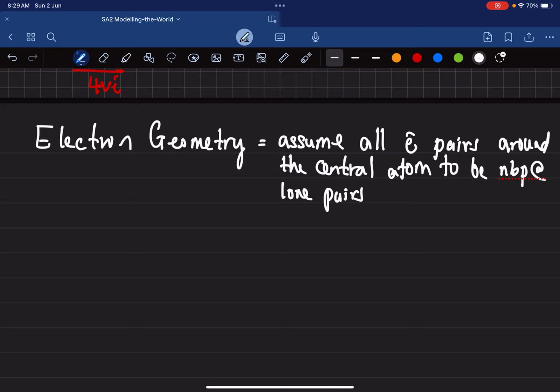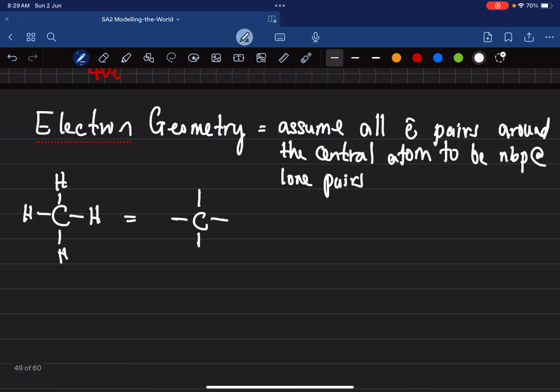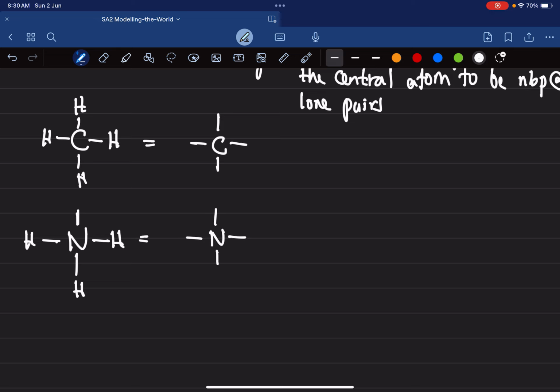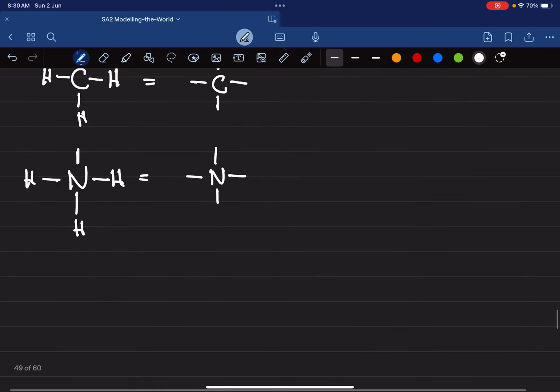So, for example, in the case of methane just now, I'm going to assume that all of these are non-bonded pairs. So I'm just going to put lines. See, at the end of the line, there's nobody waiting, right? So carbon has 4 lone pairs. If you look at methane just now, there was one hydrogen here, one here, one here, and this was a lone pair, correct? So I'm going to assume that all of them are lone pairs.